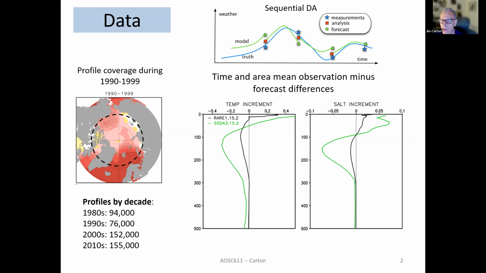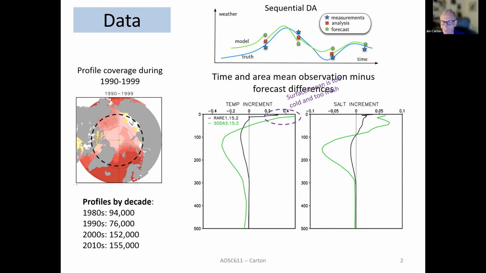So just to give you an example of what you can learn from that, these are the time and horizontal average analysis increments coming from RARE in black and SODA in green as a function of depth. So just to say that again, this is essentially the time mean misfit or bias of the analysis system. And just to make a couple of points, one is that there is a systematic cold bias near surface and fresh bias near surface. And the systematic biases are much lower in RARE than they are in this quarter degree global SODA reanalysis. And we explain that difference, that reduction of the black curve relative to the green curve, as improvement of the modeling system.